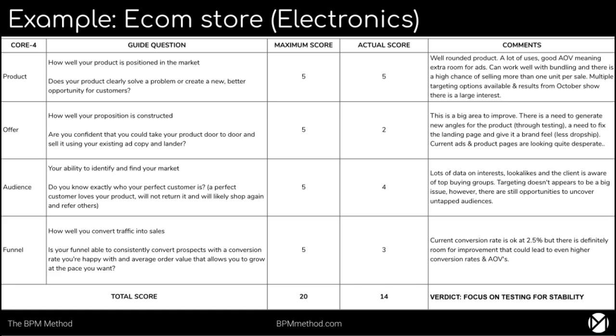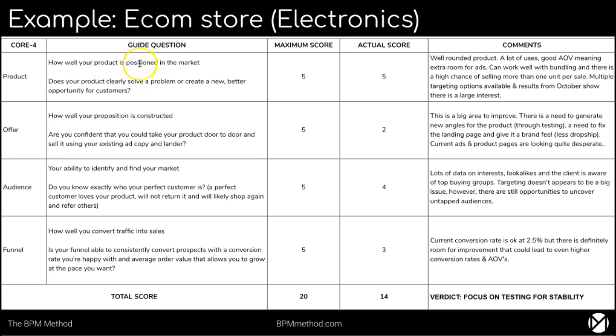Now, one thing I would also recommend is, quite often when we do this in the agency, we get 2 or 3 people to grade the Core 4. That means we take the average of everyone, and we're not using an opinion, we're looking at the average across. So this is an e-com electronics store, and I believe 3 people inputted, including myself and my team, on different parts of the funnel.